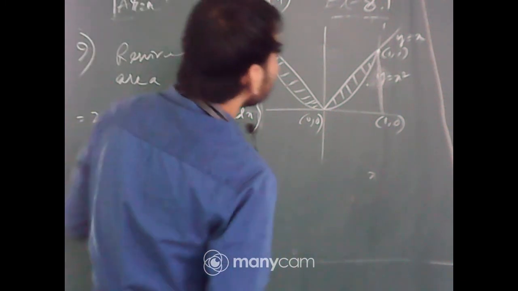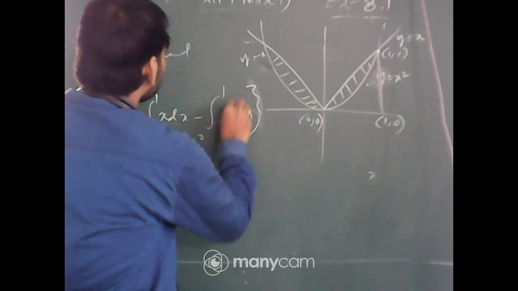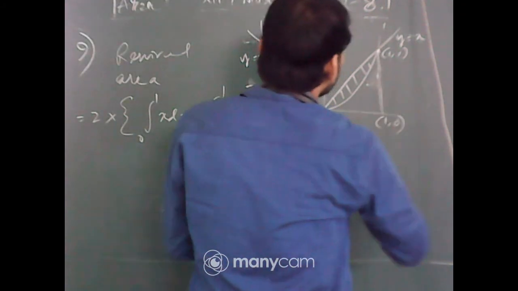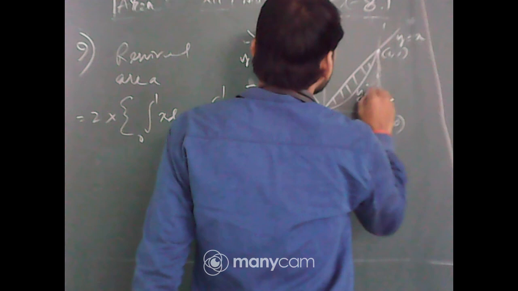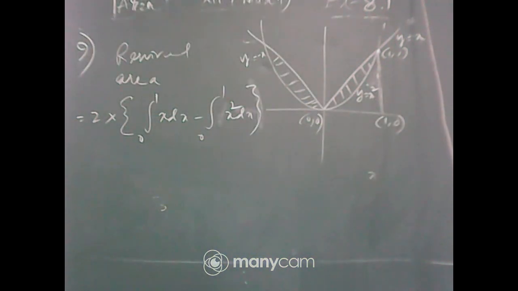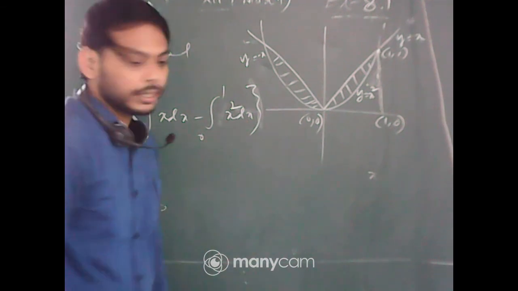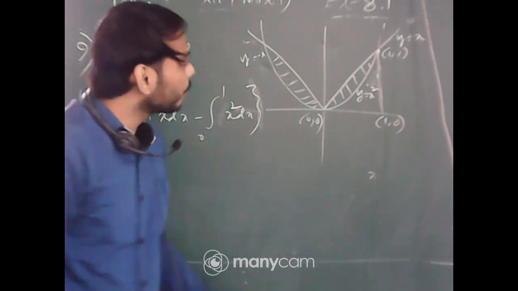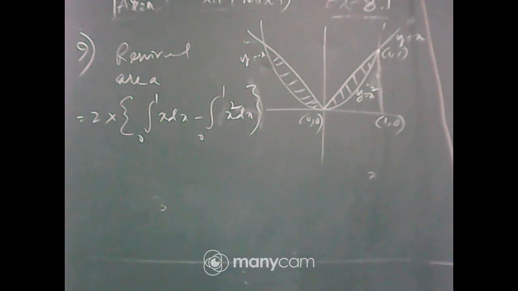Okay, this one, y equals x square, the curve. This will be x square dx. I am writing the equation of the curve here. Y equals x square. So 0 to 1 x dx minus 0 to 1 x square dx. Okay. Just make one correction here. The curve is not root x. Y equals x square. I think you can do the calculation yourself. Can you do it, the calculation?